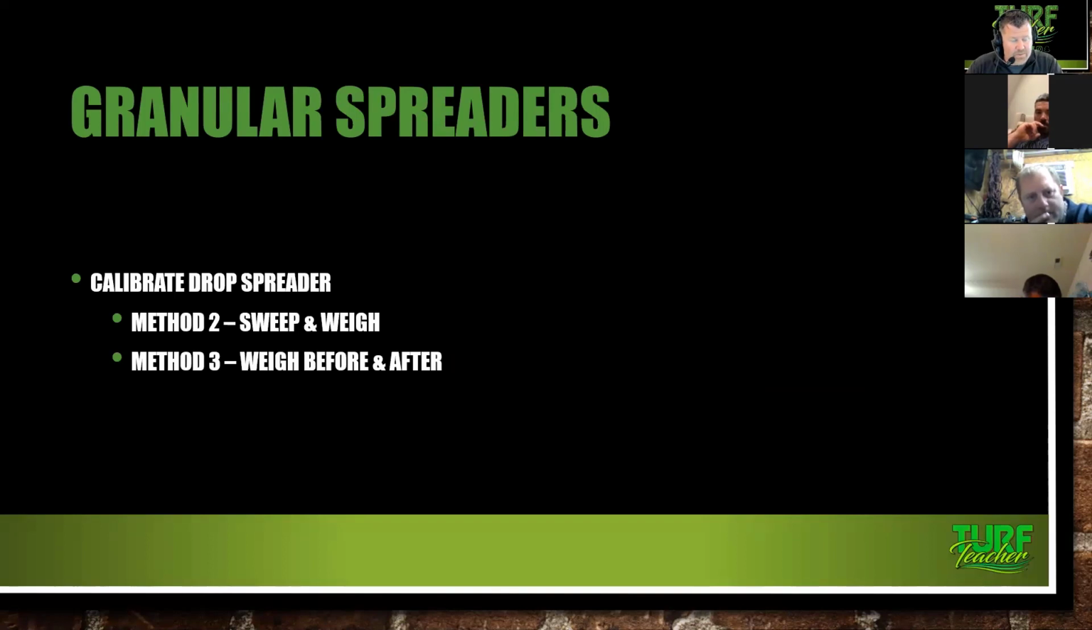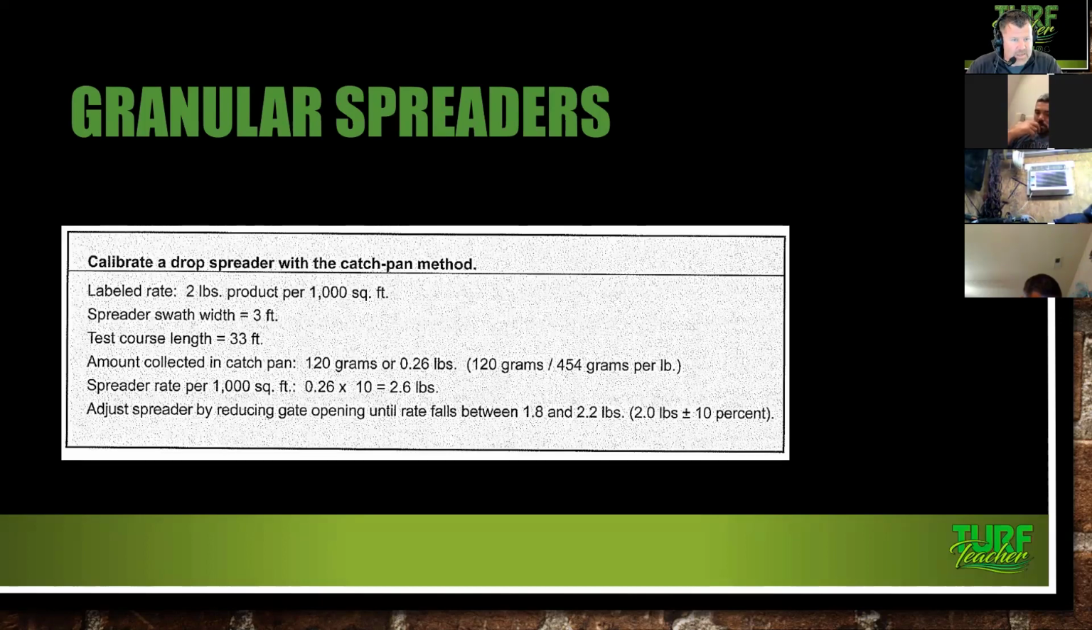To calibrate the drop spreader, there's method 2, the sweep and weigh. Method 3, weigh before and after, but not too many people, like I said, use it.